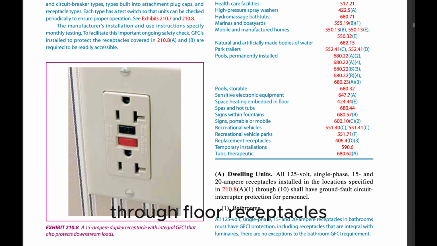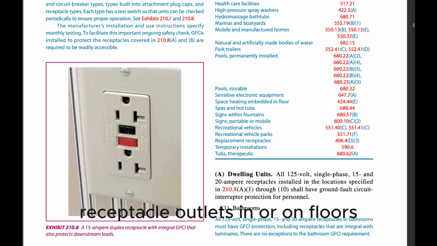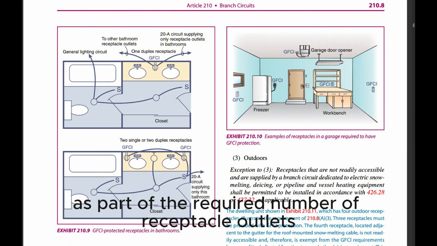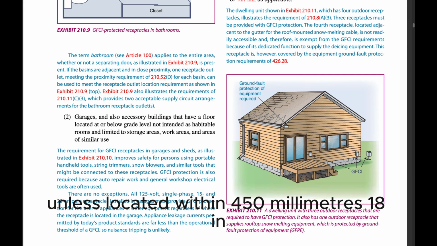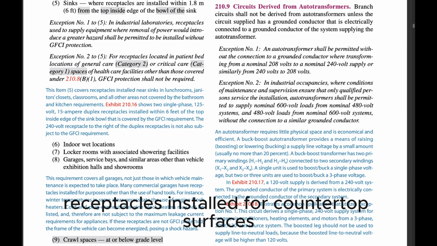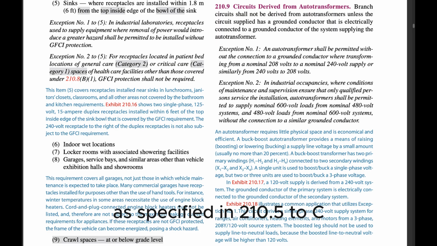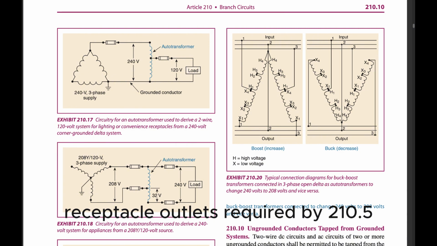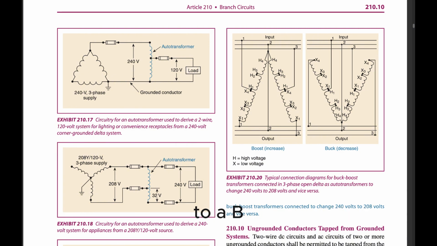3. Floor receptacles. Receptacle outlets in or on floors shall not be counted as part of the required number of receptacle outlets unless located within 450 mm (18 in.) of the wall. Countertop. Receptacles installed for countertop surfaces as specified in 210.52(C) shall not be considered as the receptacle outlets required by 210.52(A).